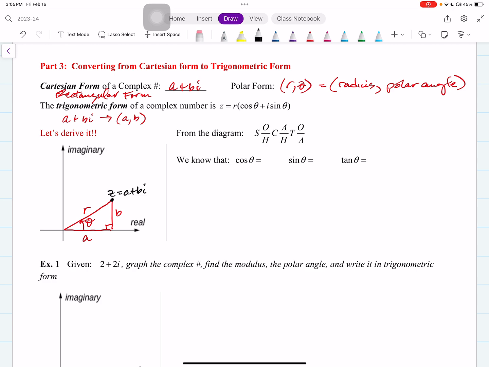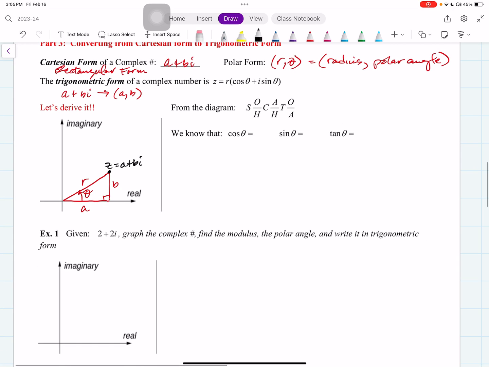All right, having this little picture here, believe it or not, you can derive everything you want. It's actually pretty simple, and a lot of it you already know. So let's go over the definitions first. We know that cosine of theta is the adjacent side divided by the hypotenuse. In this case, it's a divided by r. Sine theta is the opposite side of the angle, which is b divided by r.